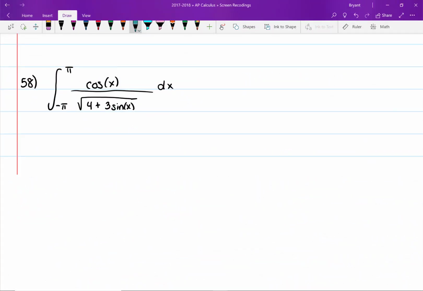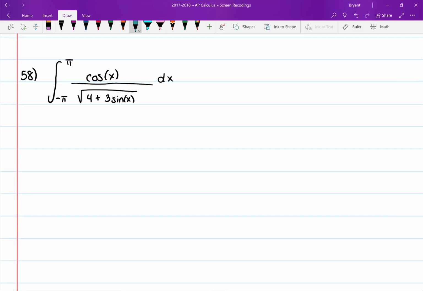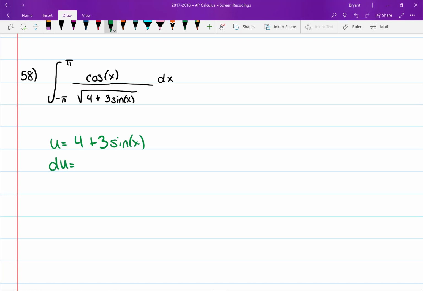So number 58, we have 4 plus 3 sine of x in the square root and denominator. I have a cosine x in the numerator, so I know right away I'm going to be able to do a u sub. So I know u is going to be equal to 4 plus 3 sine of x. And du, because I take the derivative of this, I'm going to get 3 cosine of x dx. I don't want the 3, so I multiply both sides by 1/3, giving 1/3 du equals cosine of x dx. And then we have to do our limit change.